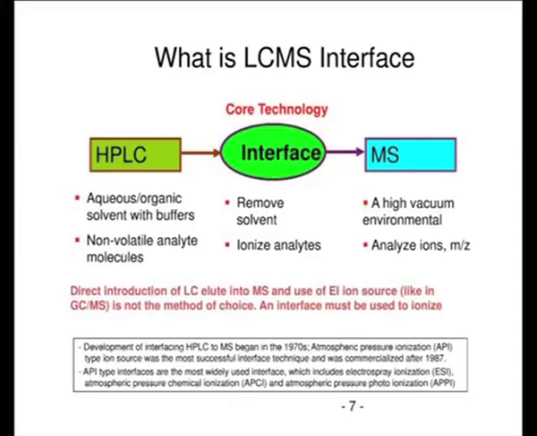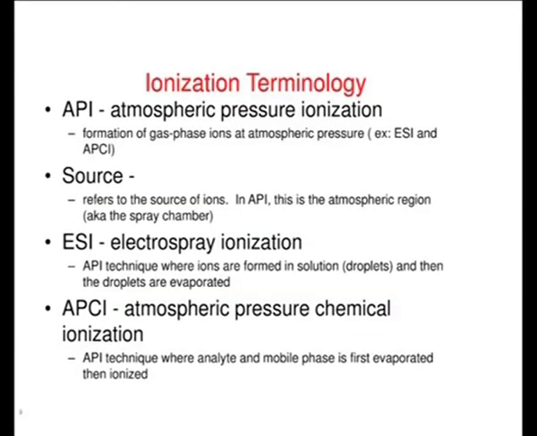The MS uses a high vacuum environment and analyzes based on mass-to-charge ratio. What are the different ionization terminologies? API is atmospheric pressure ionization. Under API, there are two techniques: ESI and APCI. ESI is the electrospray ionization technique. APCI is atmospheric pressure chemical ionization. One more technique is APPI, atmospheric pressure photoionization. Different techniques have different applications. Based on the polarity of your compound, you can select any one technique for ionization.